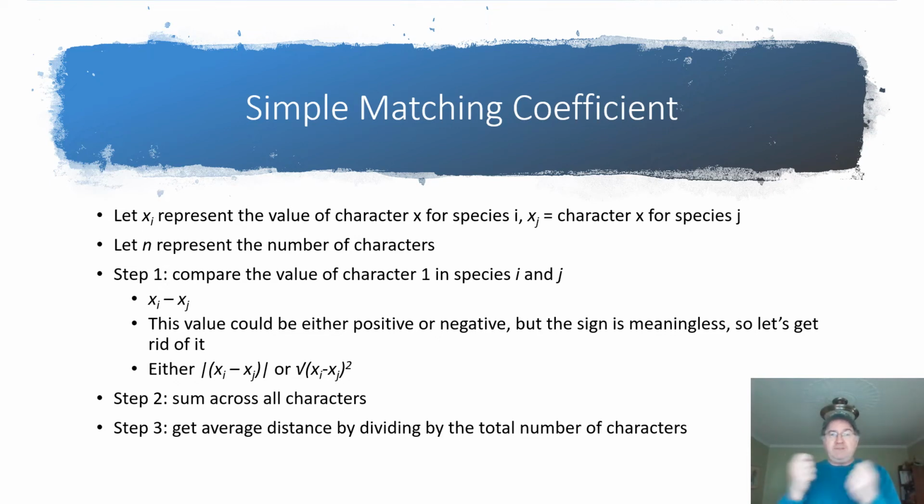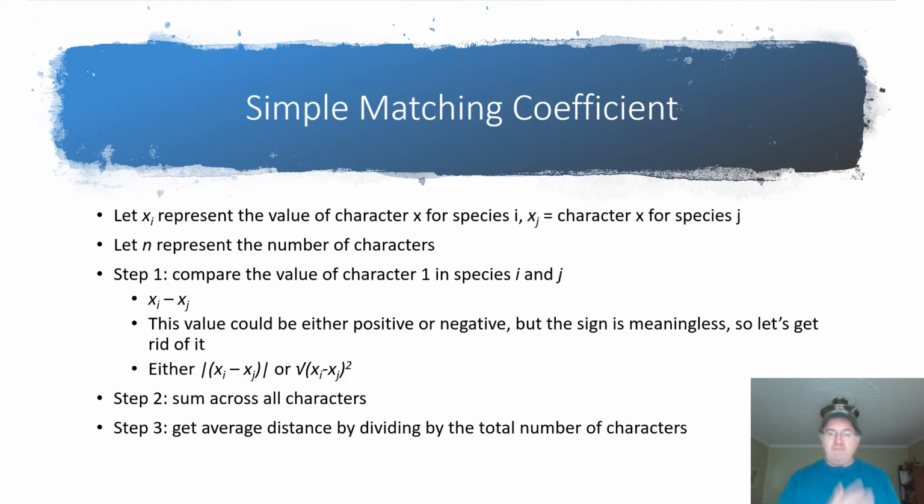If they both have 0, then the difference between those numbers is 0. If they both have character state 1, then the difference between those two numbers is 0. If species i has 1 and species j has 0, then the difference between them is 1. Species i has 0 and species j has 1, then the difference between them is -1. So you see that if they're the same, then the difference is going to be 0. If they're different, because it's a binary character, it's going to be either +1 or -1. But the sign there is really meaningless. What we're focusing on is that they're different in that character.